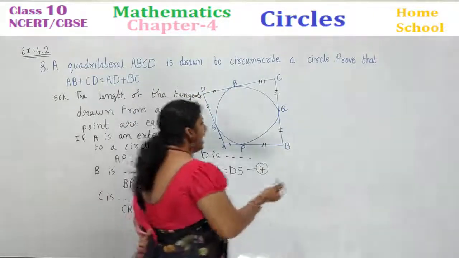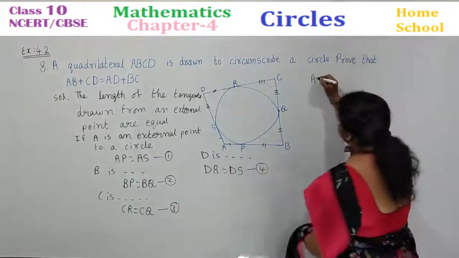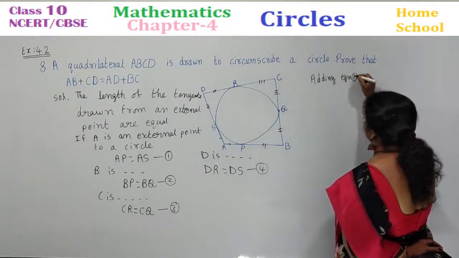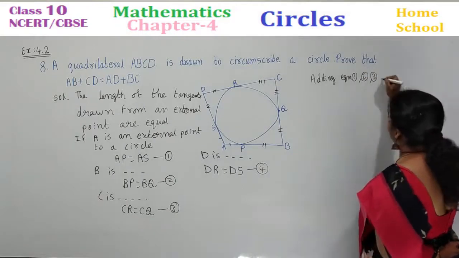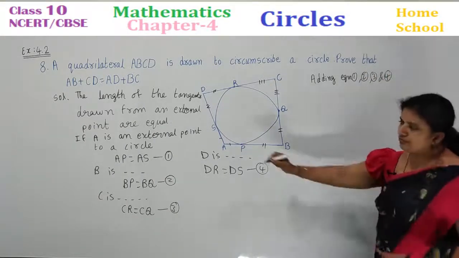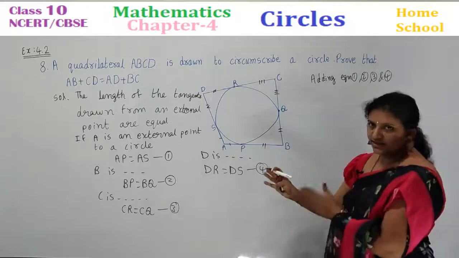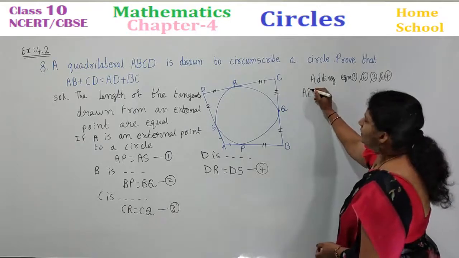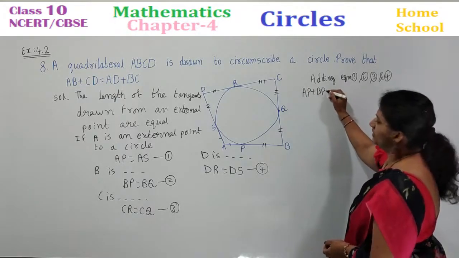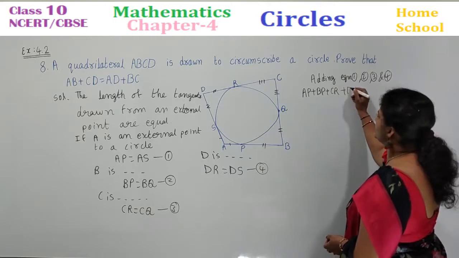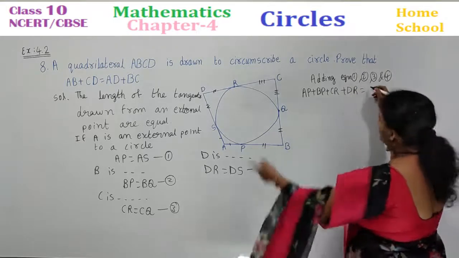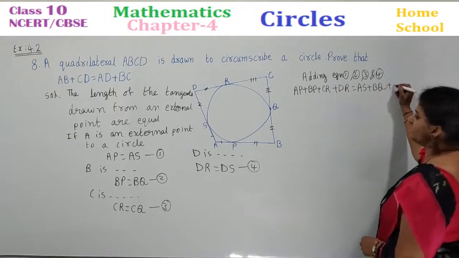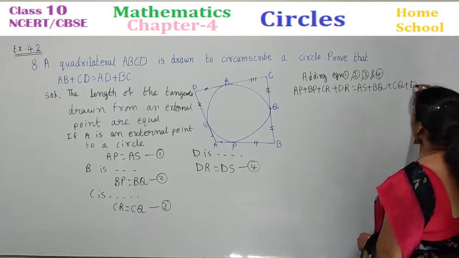Next step, add. Adding equations 1, 2, 3 and 4. Add all the four equations. What are you going to get? Add the left hand side. That will be AP plus BP plus CR plus DR is equal to the right hand side. Now add AS plus BQ plus CQ plus DS.